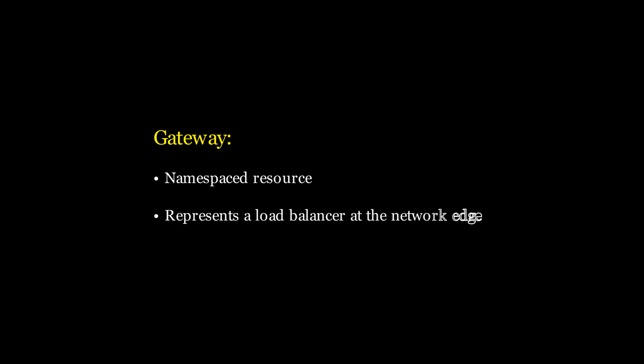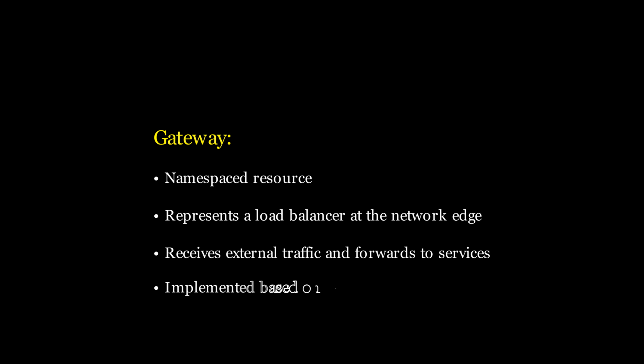Next is the gateway resource, which is a namespaced resource that represents a load balancer operating at the network edge. It receives traffic from outside the cluster and forwards it to Kubernetes services. The gateway is a managed resource that implements the configuration specified in the gateway class.